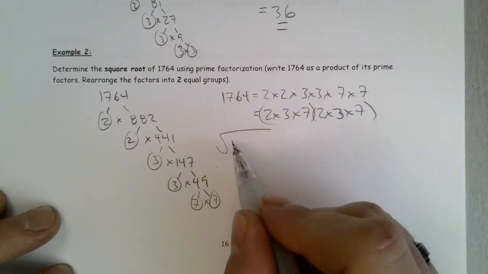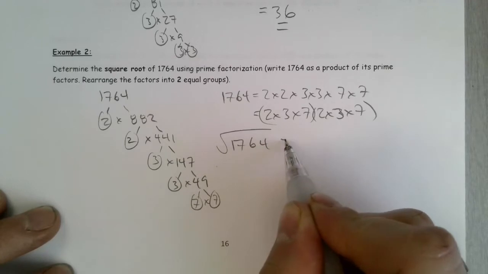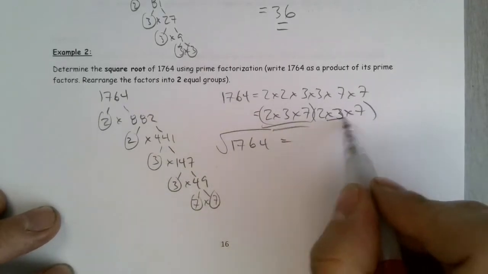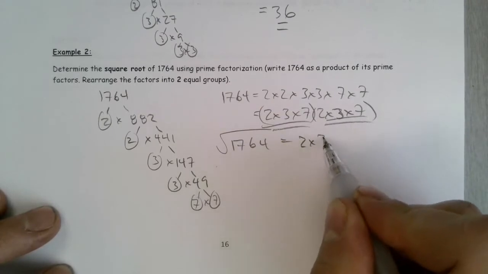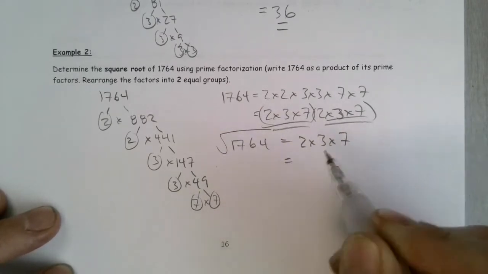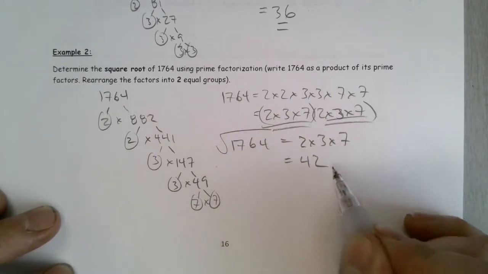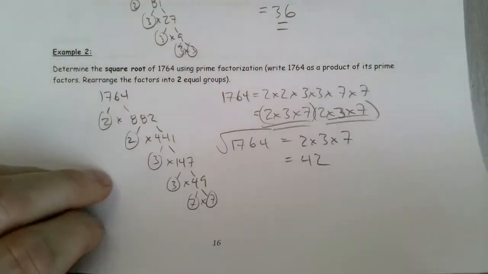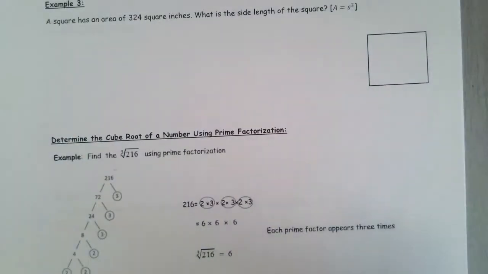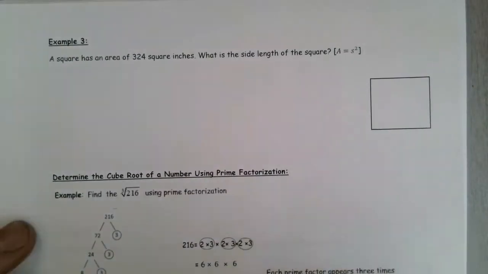So the square root of 1,764 is going to be just one of those. This is length times width, but they're exactly the same. So one side length is going to be 2 times 3 times 7, or 42. Now, I know I'm being repetitive there, but I'm hoping that the repetition helps you remember how this works. Let's take a look at another one.